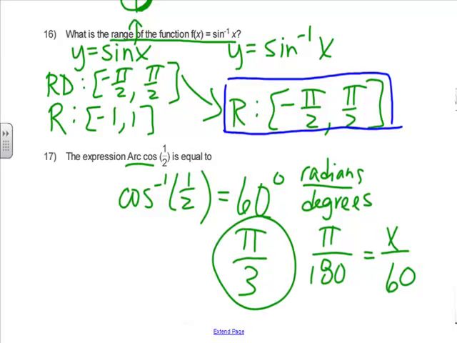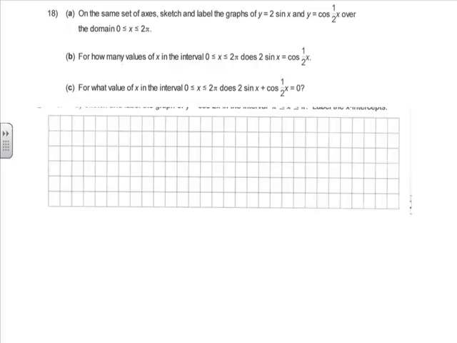Coming down the home stretch, if you're still with me, to problem number 18. Okay, on the same set of axes, sketch and label the graph of y equals 2 sine x and y equals cos 1/2 x over the domain 0 to 2 pi. For how many values of x in the interval does 2 sine x equal cos 1/2 x? For what value of x in the interval does 2 sine x plus cos 1/2 x equal 0?